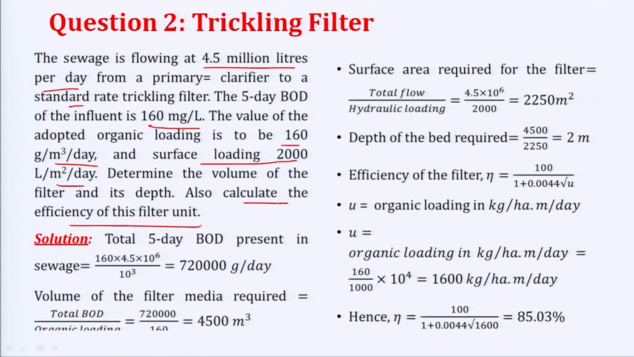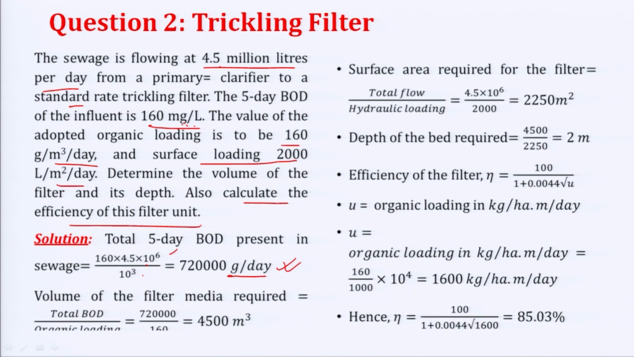Okay. So, how are we going to solve this problem? What is given? The 5-day BOD is 160 milligram per liter. So, we are going to calculate the BOD for 160 milligram per liter. For 4.5 million liters, how much? 160 into 4.5 million. This is in milligram, this is grams per day. So, this much BOD is present.